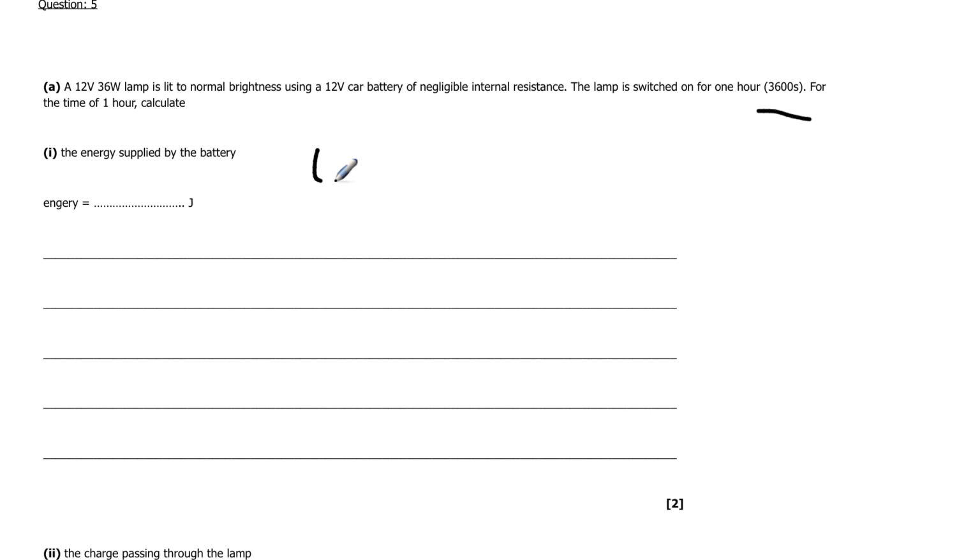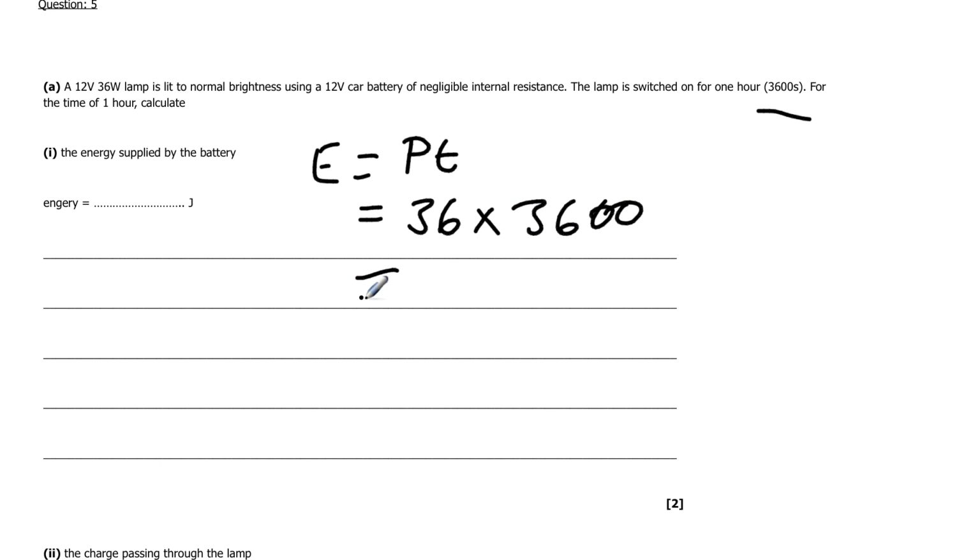And we should know that energy supplied is the power times the time. So the power was 36, and we times that by the time. Remember, we need a time in seconds, and that should give us an answer of 129,600.